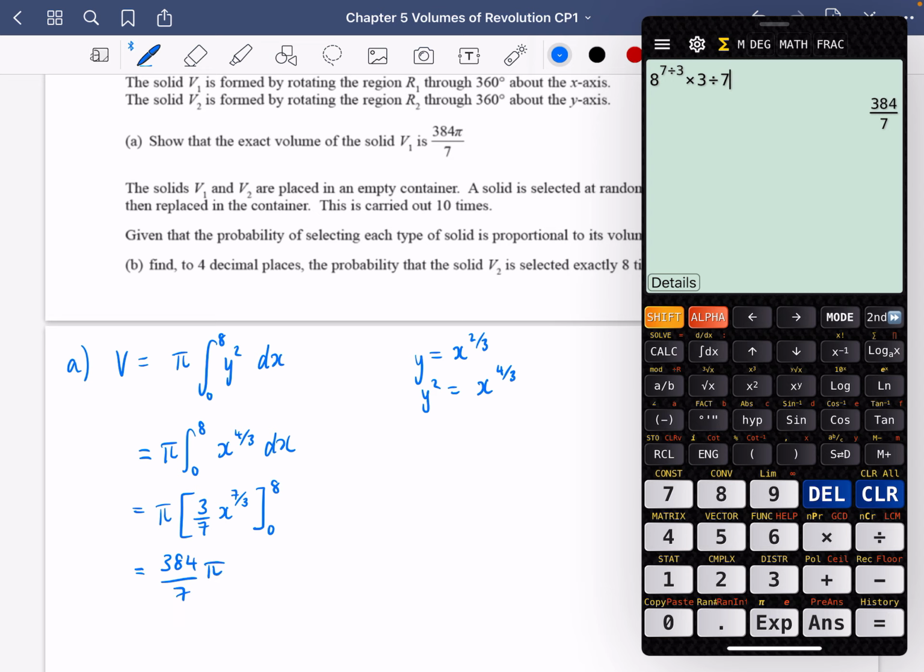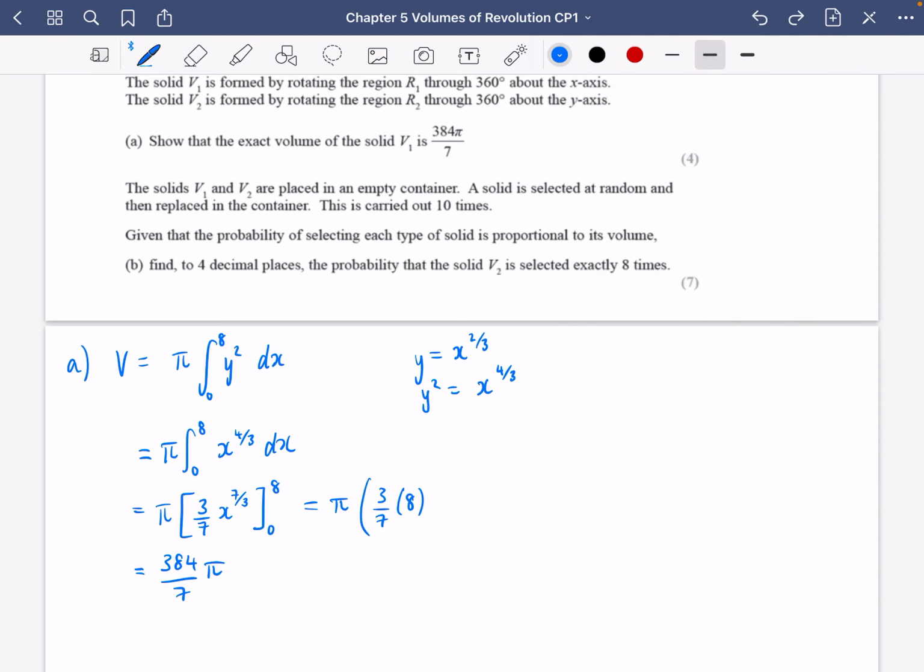I probably should show a little bit of the substitution so they know I haven't just done the entire thing on my calculator. So I would probably say 3/7, 8 to the 7 over 3 minus 3/7, 0 to the 7 over 3. I probably would put that line in if I was doing this in the exam so that I didn't just arrive at that answer too quickly.